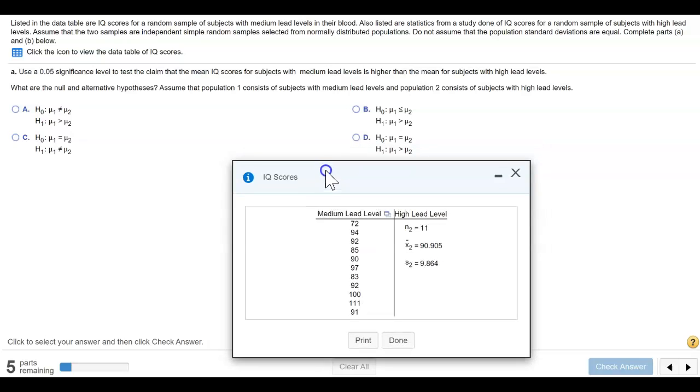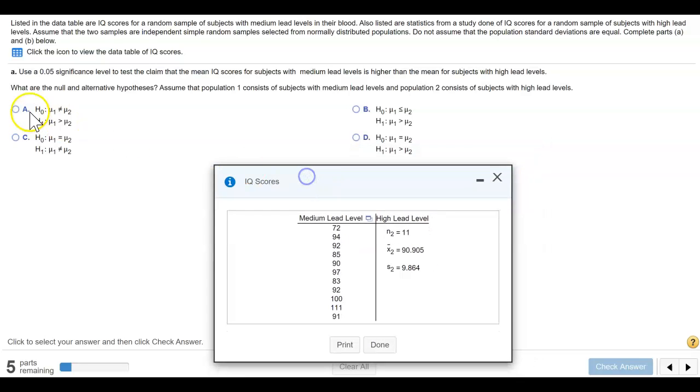Let's proceed with calculations. In the first part, we need to use a 0.05 significance level to test the claim that the mean IQ scores for subjects with medium lead levels, sample 1, is higher than the mean for subjects with high lead levels, sample 2. So our claim will be that mu1 is greater than mu2.